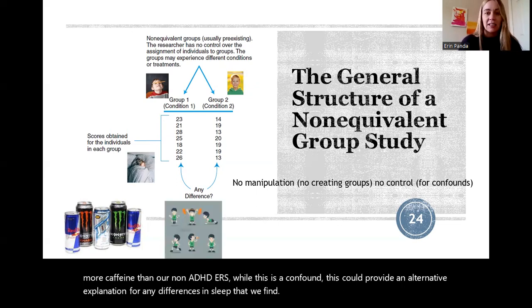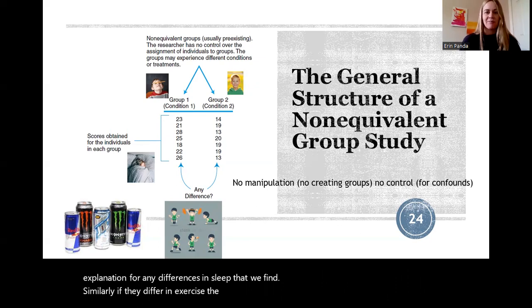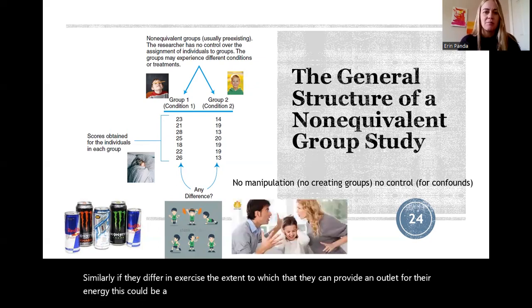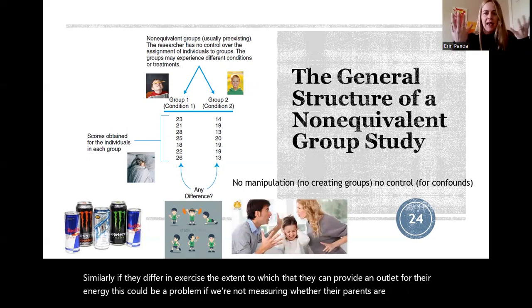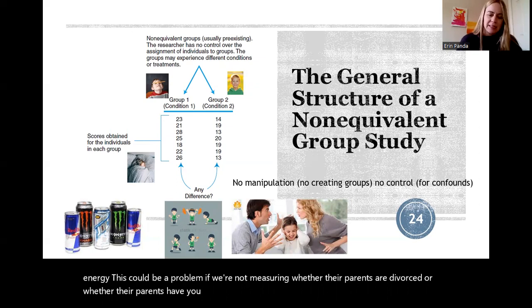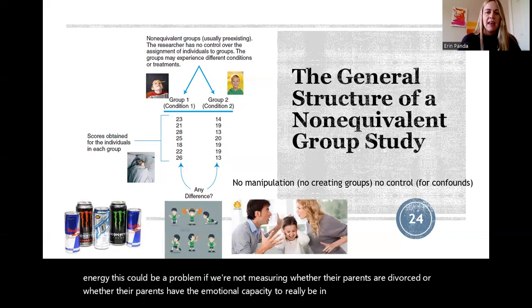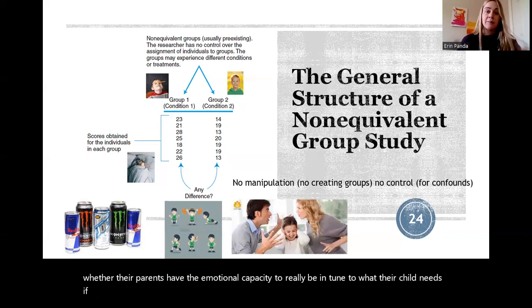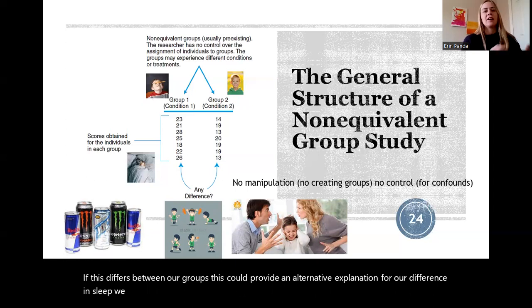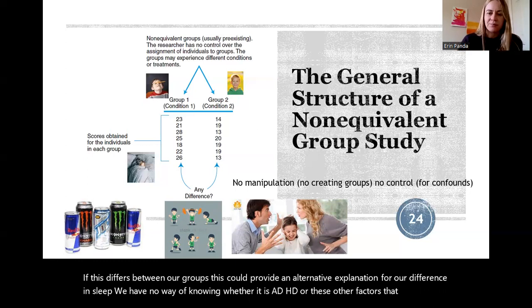Similarly, if they differ in exercise, the extent to which they can provide an outlet for their energy, this could be a problem. If we're not measuring whether their parents are divorced or whether their parents have the emotional capacity to really be in tune to what their child needs, and this differs between our groups, this could provide an alternative explanation for our difference in sleep. We have no way of knowing whether it is ADHD or these other factors that could explain this group difference.